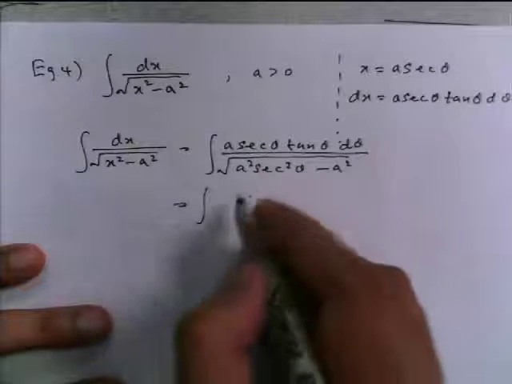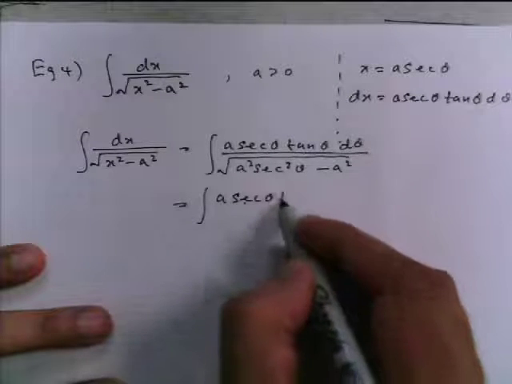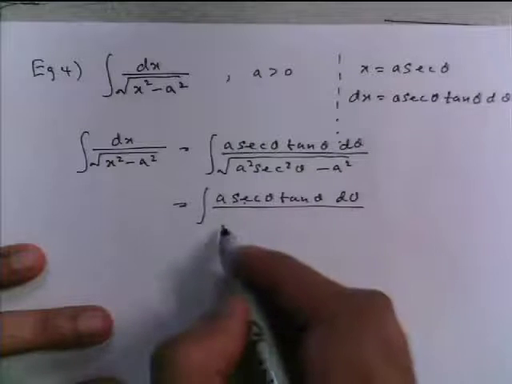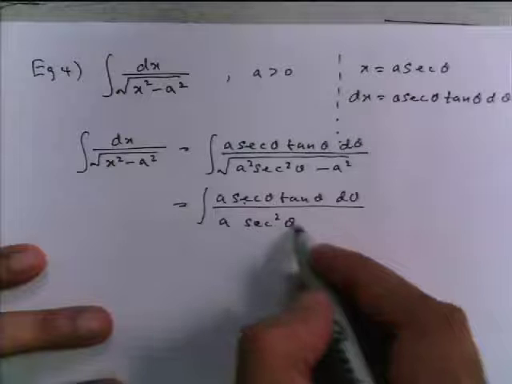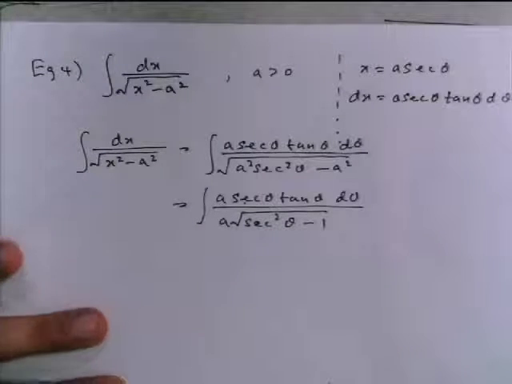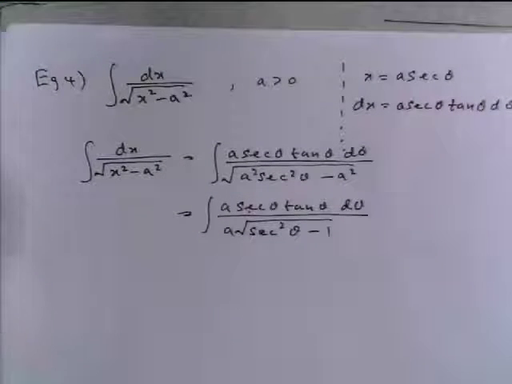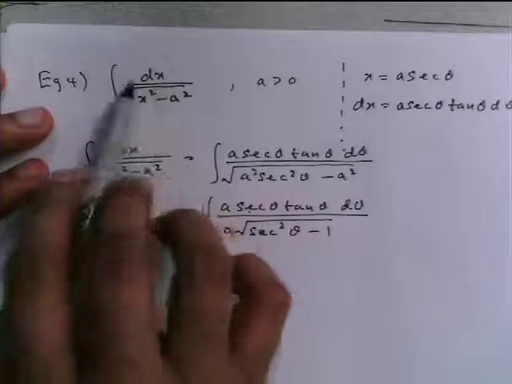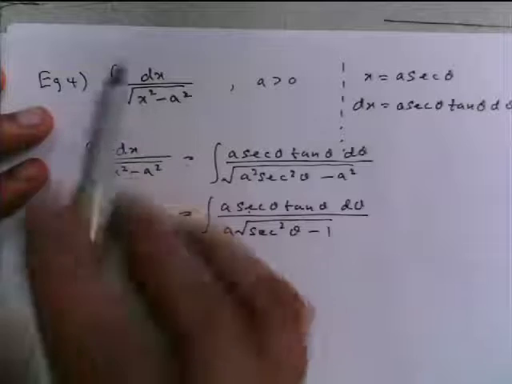And then let's simplify. You're going to get a secant theta tan theta d theta over a, and you're going to get the square root of secant squared theta minus 1. Is the original equation supposed to be the integral of dx over x squared minus a squared, square root? Yes, it's like 1 over that.